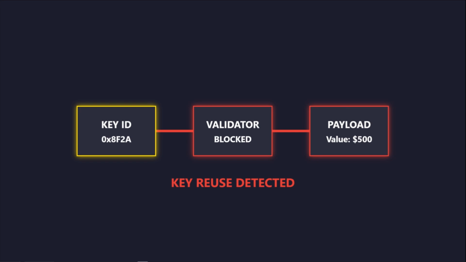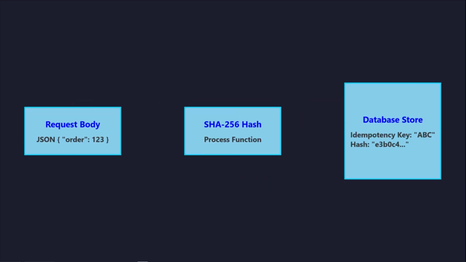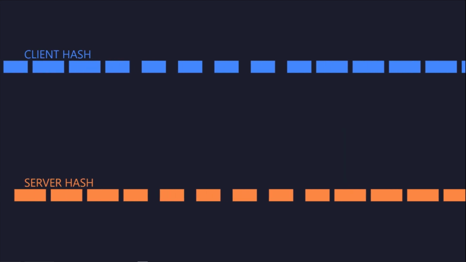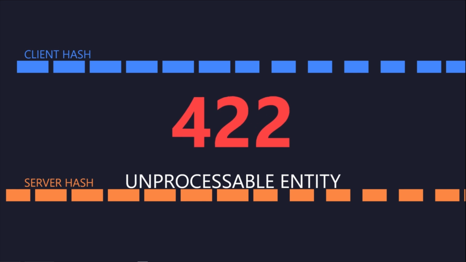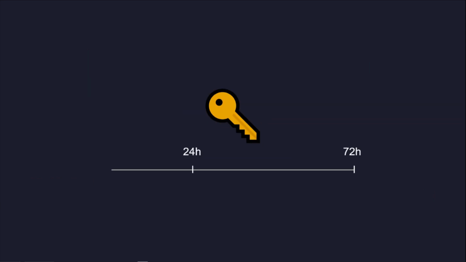If a client sends the same key with a different amount, it must fail. The server stores a cryptographic hash of the original request body alongside the idempotency key to verify that the payload has not changed. When a hash mismatch is detected, the server returns a 422 unprocessable entity response to signal a logic error. Idempotency keys should not be stored forever.